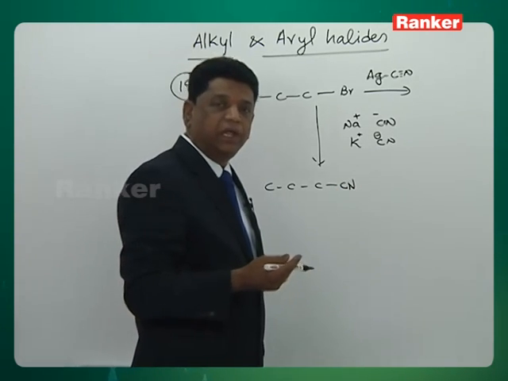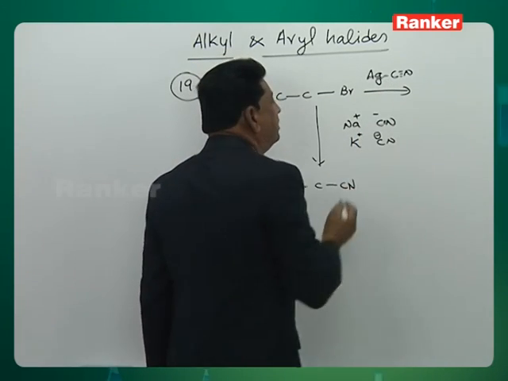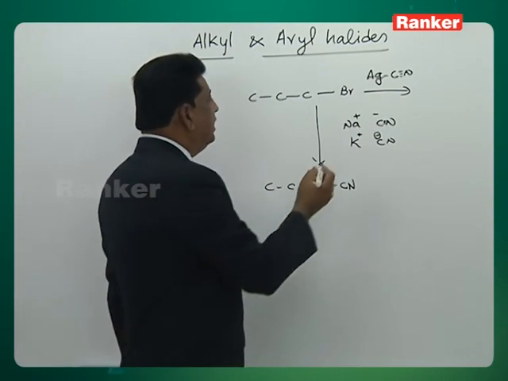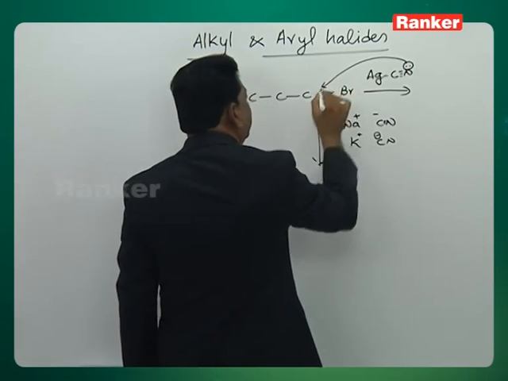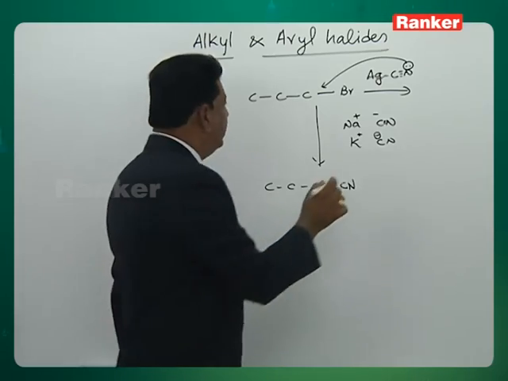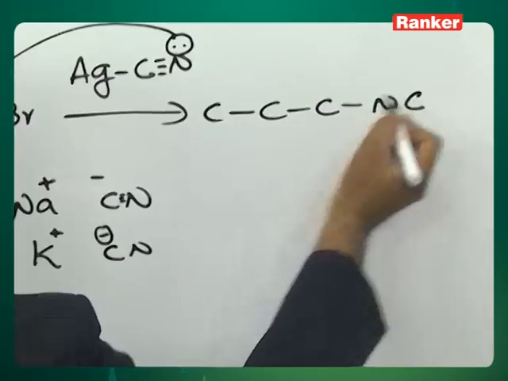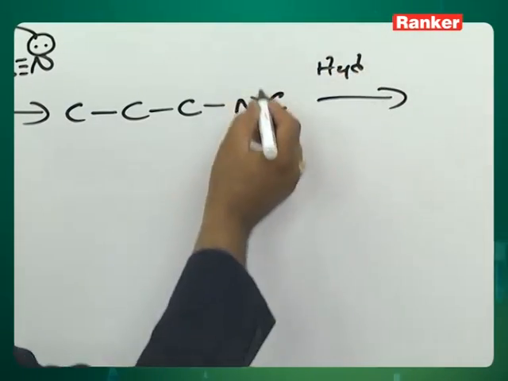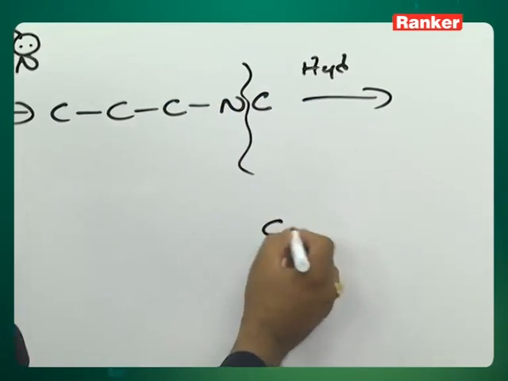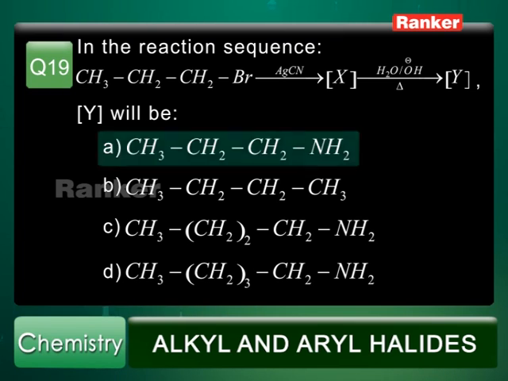However, you will get isocyanide also as a minor product. But in this reaction, because of the covalency between the silver and the carbon, it's not opened clearly, so the nitrogen lone pair will take this advantage as a nucleophile, and the reaction gives propyl isocyanide. On hydrolysis, this isocyanide breaks and you get the final answer, n-propylamine, that is option A, the right answer.